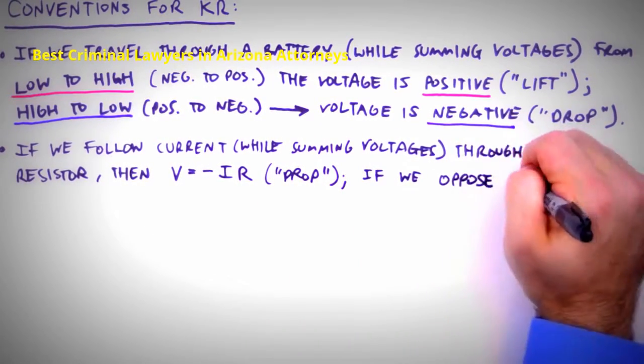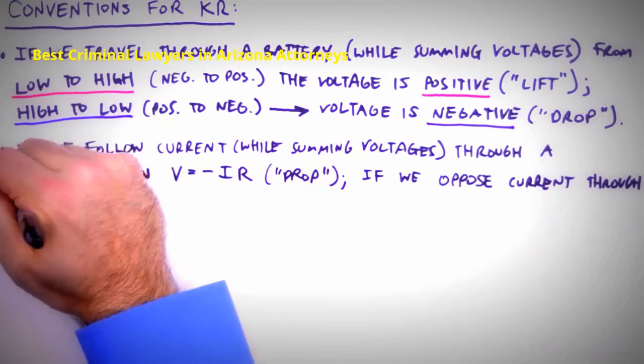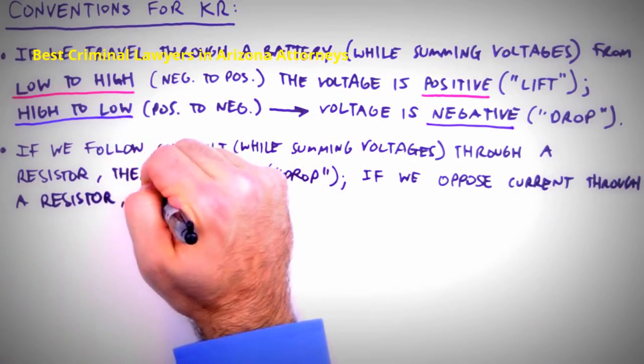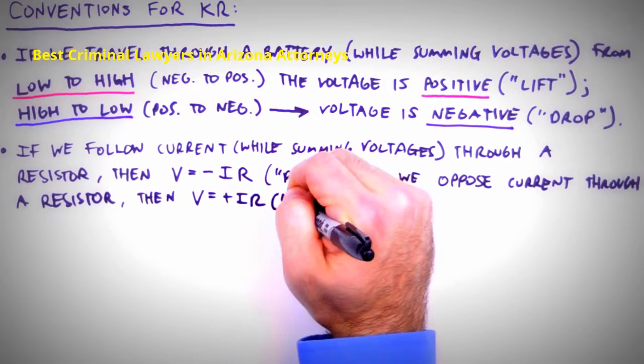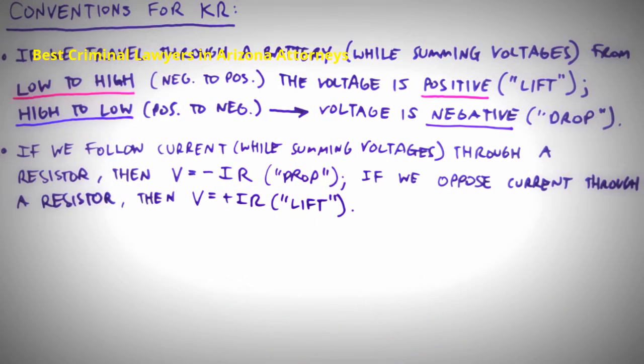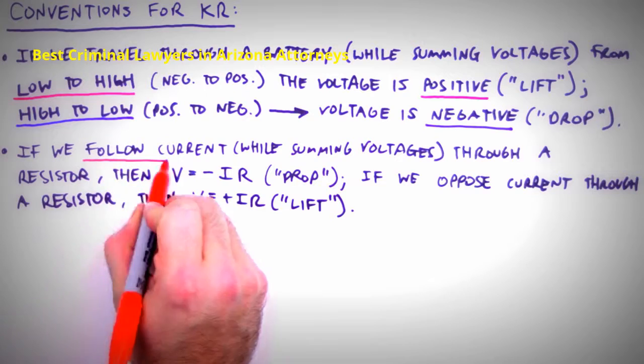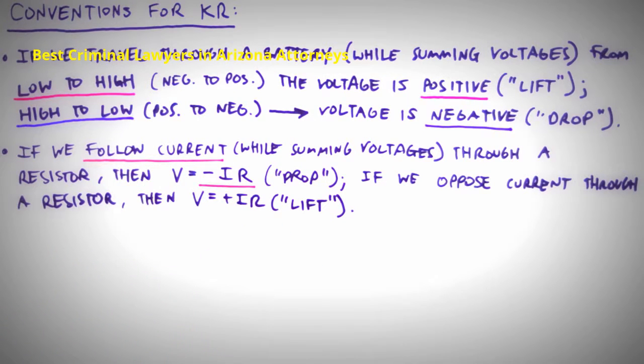If instead we oppose the direction of the labeled current as we pass through the resistor, then the voltage across the resistor is treated as positive I times R. So for resistors, follow the current, negative IR. Oppose the current, positive IR.